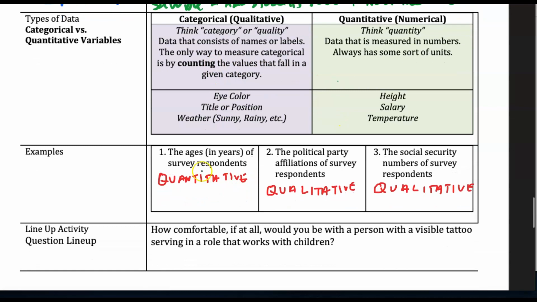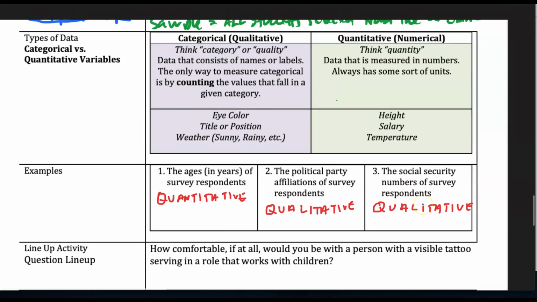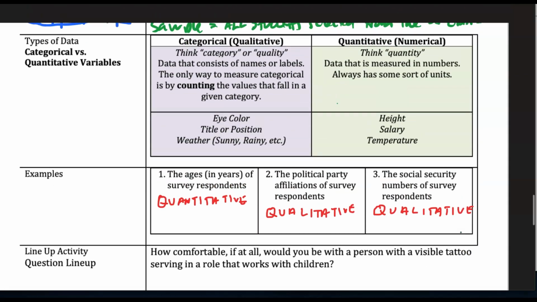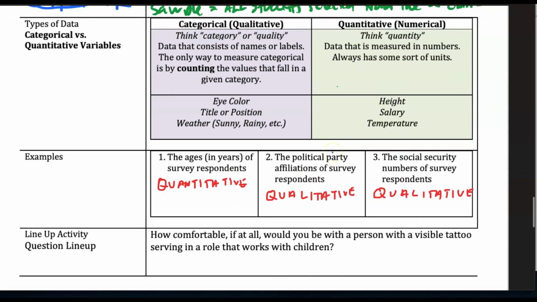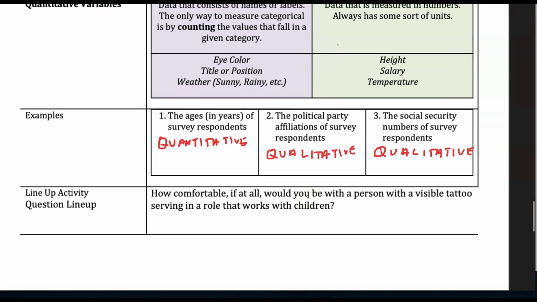From the example, age in years is quantitative. If you ask someone how old they are, that's quantitative. What political party, that's qualitative or categorical. Your social security number is also qualitative or categorical, since a social security number is not really a number, it's just a label. A jersey number would be another example. We're going to end up talking about this a lot more in this class because it really is essential. And so I think we'll stop there.